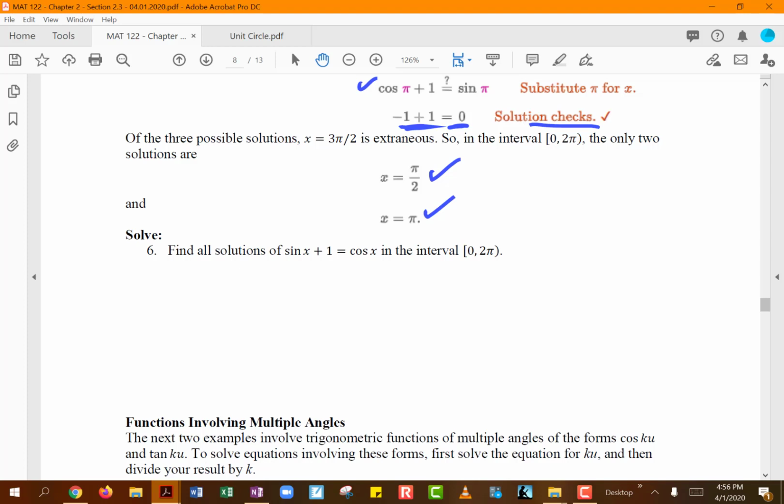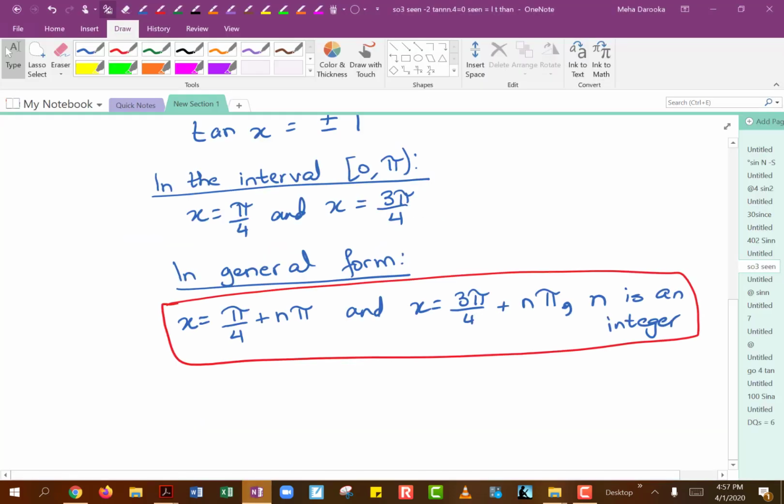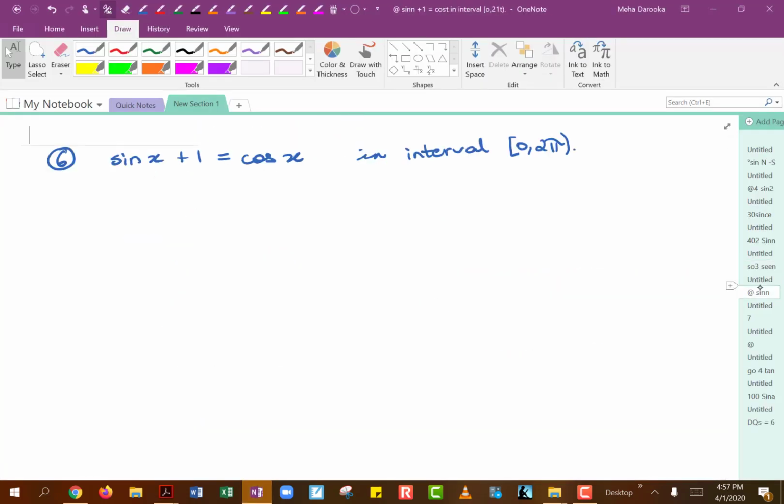And you will notice it's very similar to the previous example. We are given sine of x plus 1 equals cosine of x. And again, we're doing this just for the specific interval 0 to 2 pi. So remember, you do not need the general form for the solution in this case. So let's go to our notes here and see how we can solve this. It's going to be very, very similar to what we did. And if it helps, put a little note for yourself that we need to check for extraneous solutions, so we don't forget about it.